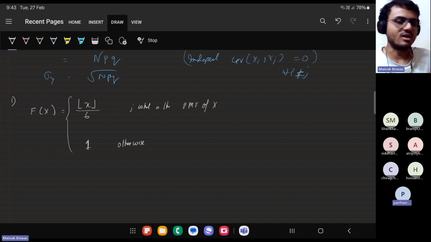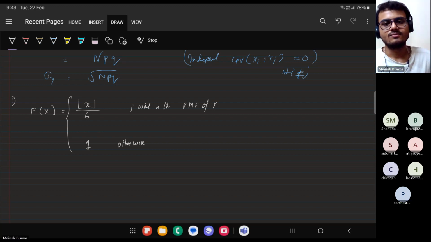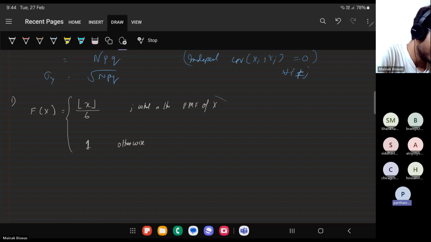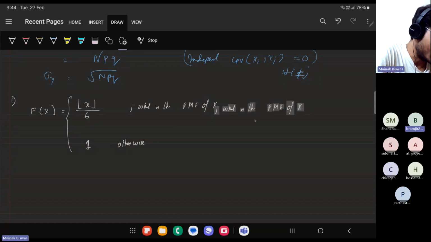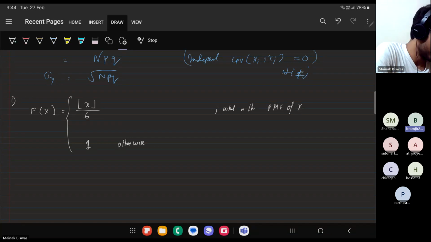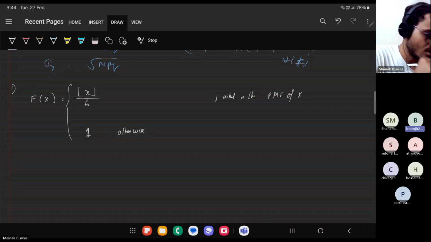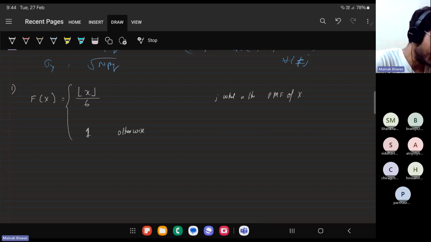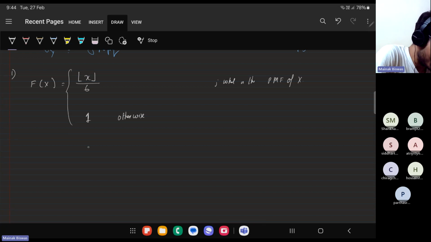Even if the PDF is not defined for all the positive numbers, let us see. X can take values from 0 to 3, else it has to be 0. How did you get 3? It should be 6, no? Let us see, let us see what this function looks like.